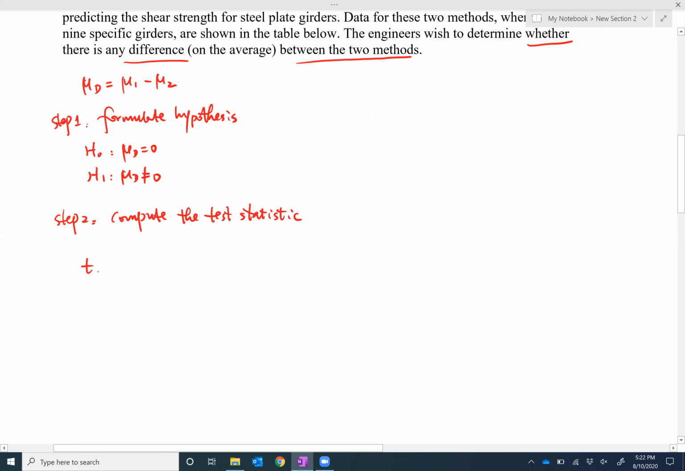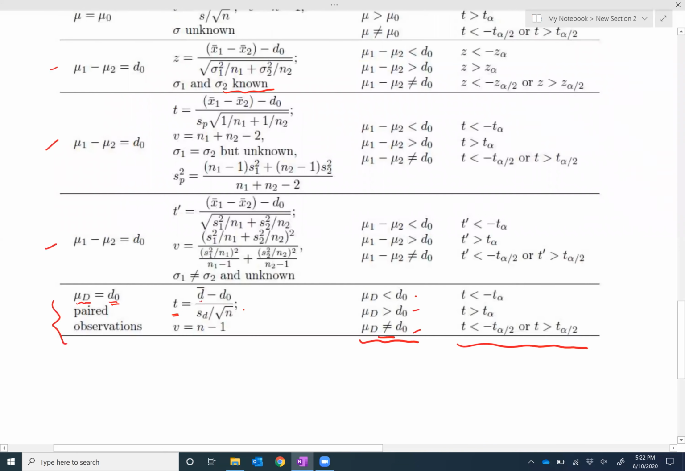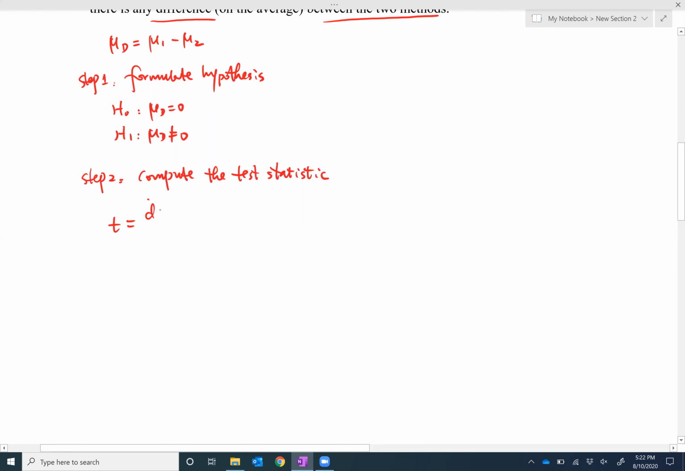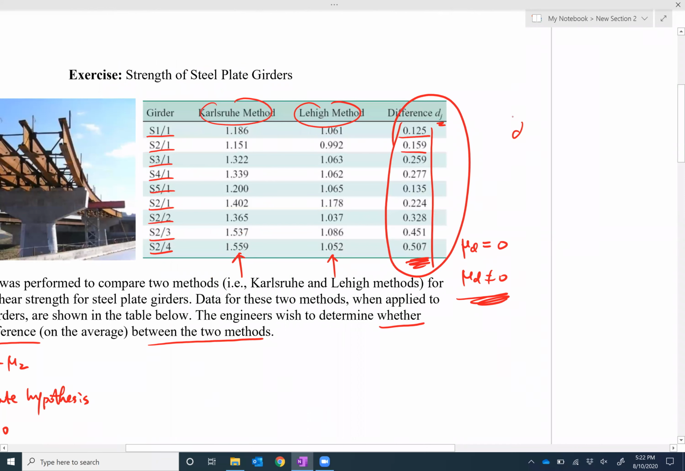Then this T, let's see what notation we used. T equals D bar minus D zero divided by SD over square root of N. So this equals D bar minus zero, because we're comparing against zero, over SD over square root of N. So what is our D bar? D bar equals 0.2739. SD equals 0.1351. And how many differences do we have? n equals 1, 2, 3, 4, 5, 6, 7, 8, 9. That means we have 9 differences.